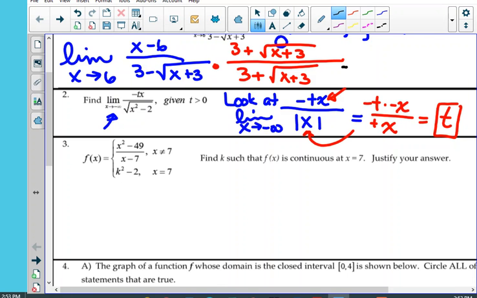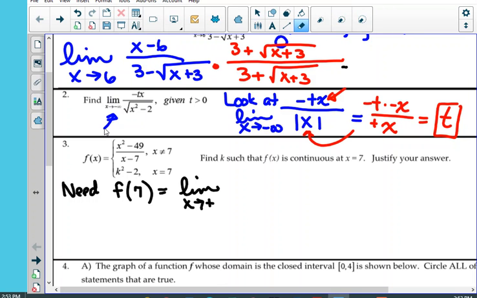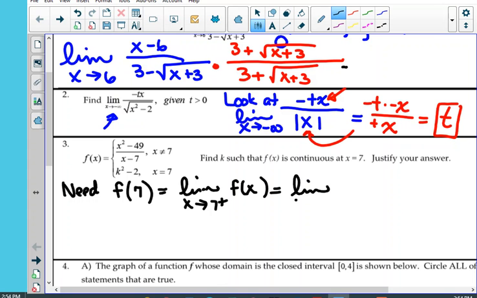Question 3, making this function be continuous. All right, so we need to be continuous at 7. We need f of 7 to equal the limit as x approaches 7 from the right of this function, and the limit as x approaches 7 from the left of this function. I need those to be equal to each other.